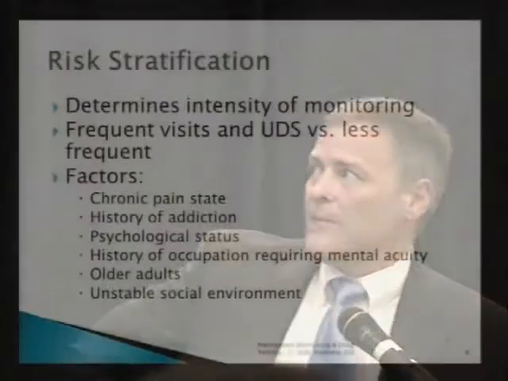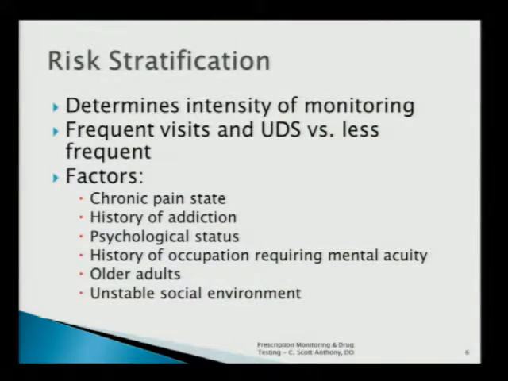Risk stratification. Going into chronic opioid therapy, we need to stratify our risk, and we need to look and say low risk, high risk, or ideal patient versus non-ideal patient. And some of the factors are, again, we're kind of going to go over this again, but it bears worth repeating. Chronic pain state. What do they have?